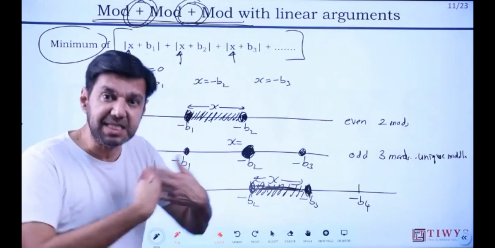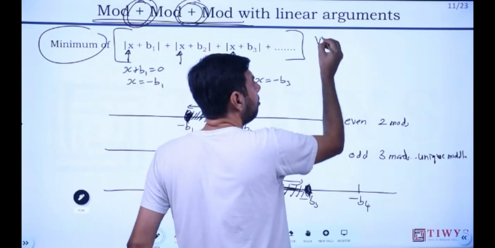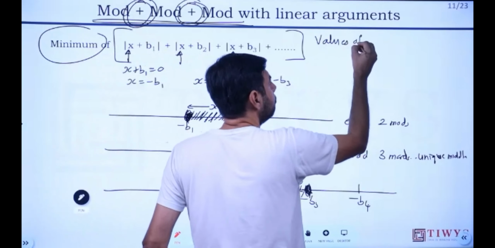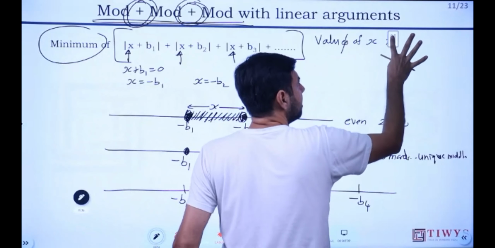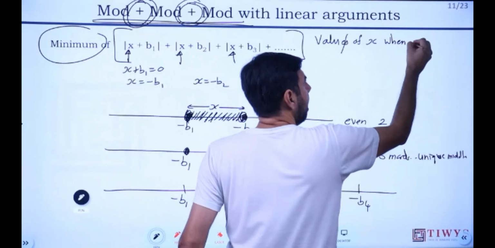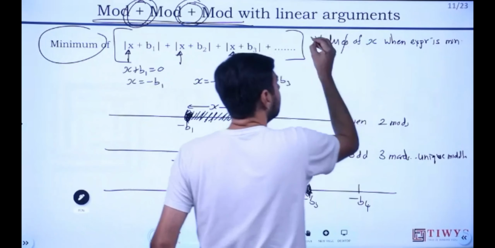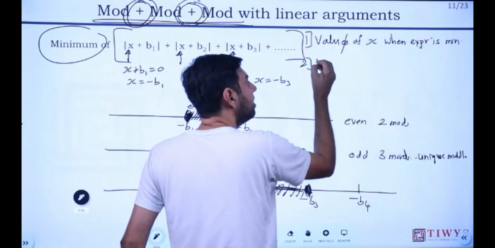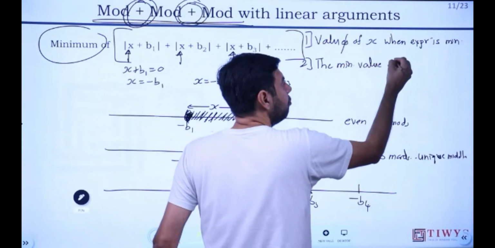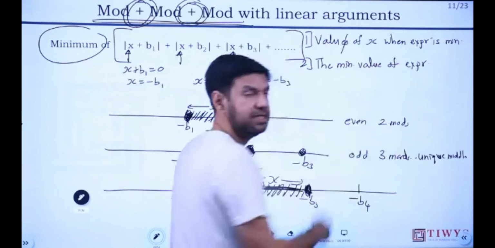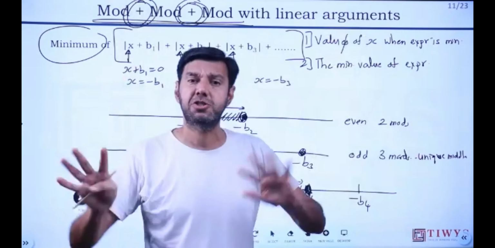Next level: how do you find the minimum value? So we found values of x, the value or values of x where the expression is minimum. Do you also realize that these are 2 different questions, the value of x and the minimum value of the expression? I find students struggling with them, and then I start thinking that your whole algebra should be on shaky grounds.